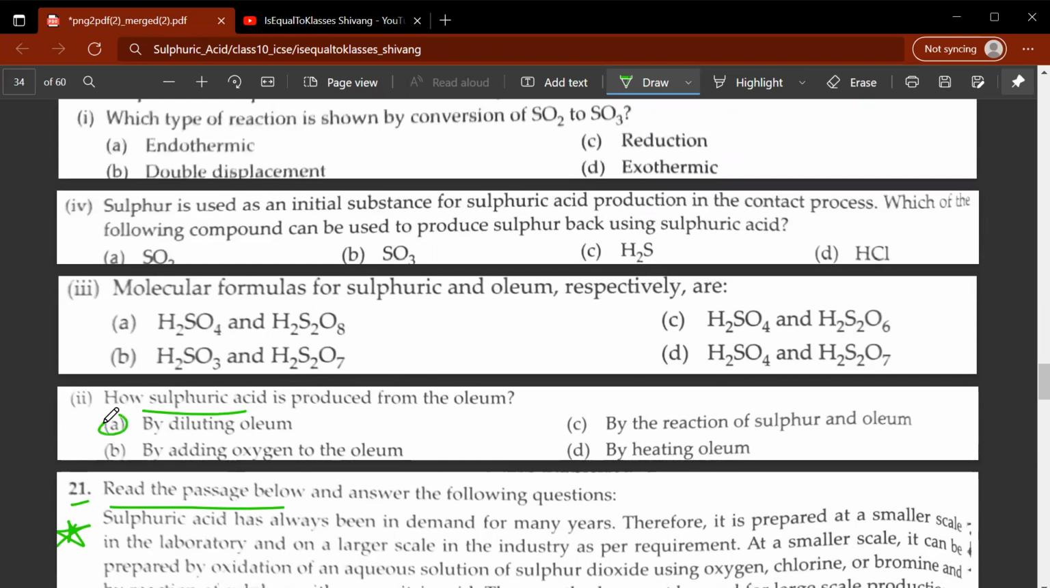Second question, how is sulfuric acid produced from oleum? This is because by diluting oleum with water. Third question, the molecular formulas for sulfuric acid and oleum respectively are... The correct answer would be D, H2SO4 and H2S2O7. The fourth question, sulfur is used as an initial substance for sulfuric acid production in the contact process. Which of the following compound can be used to produce sulfur back using sulfuric acid? So the correct answer would be C, H2S, or hydrogen sulfide.